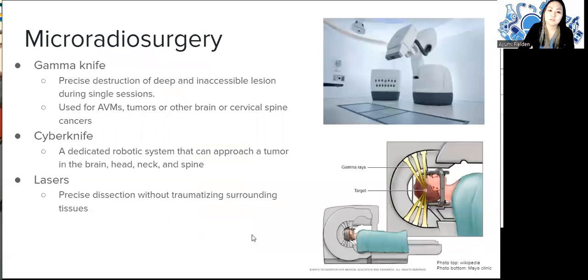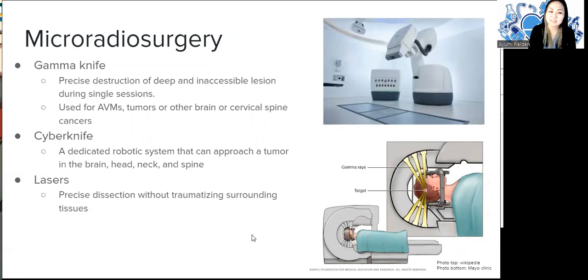So microradial surgery, what is that? It is a minimally invasive way to do some surgery. For example, a gamma knife is a precise destruction of deep and inaccessible lesions during a single session. So what we once thought was an inoperable brain tumor can be reached using a gamma knife. It is a weapon. So when you have a gamma knife in your hospital, I think Homeland Security will come and clear that area to make sure you're not using it for wrong things. It is used for AVMs, tumors, or other brain or cervical spine cancer.